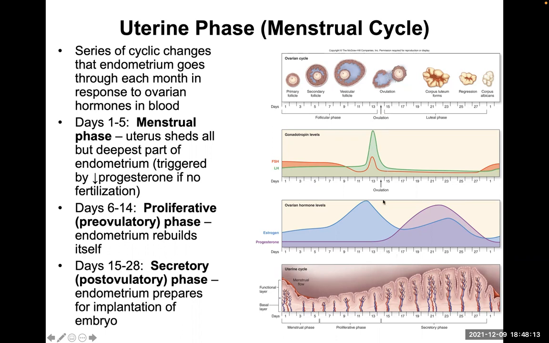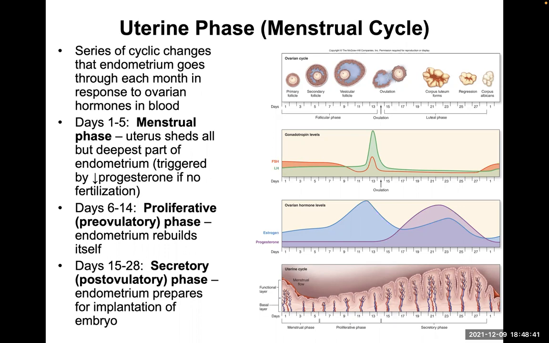And then here you can see ovulation has occurred. Now we have the corpus luteum. FSH and LH levels after ovulation drop dramatically, but progesterone levels climb, and that's because of the corpus luteum. And this is building and maintaining the lining of the uterus. And then if no fertilization has occurred, that's when you get deterioration of the corpus luteum into the corpus albicans. That causes progesterone levels to drop, and that causes the shedding of the lining of the uterus.